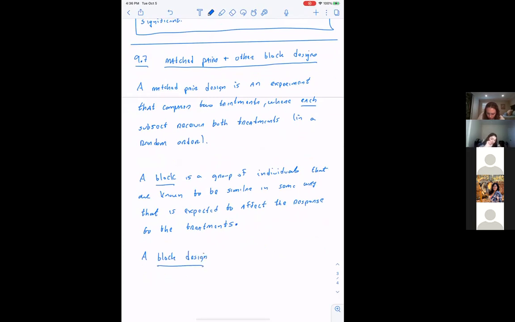A block design is a random assignment. I always want randomness. A random assignment of treatments, or a random assignment of individuals to treatments, carried out within each block. Carried out within each block.